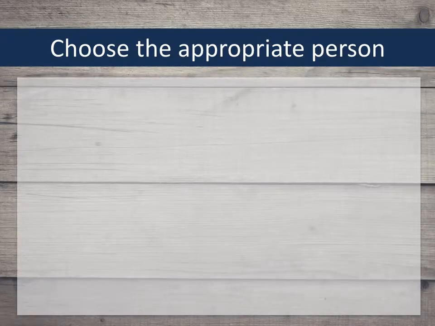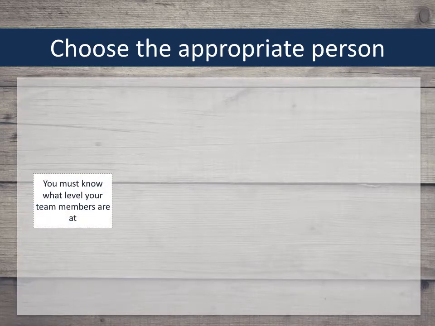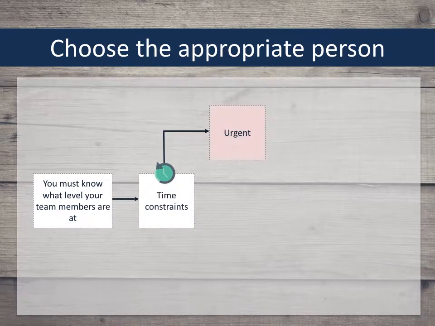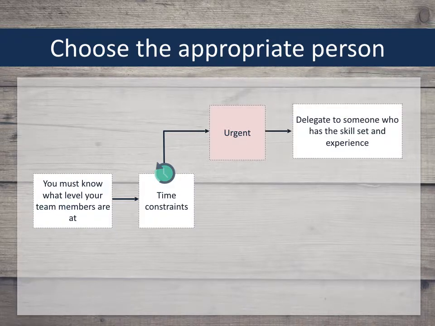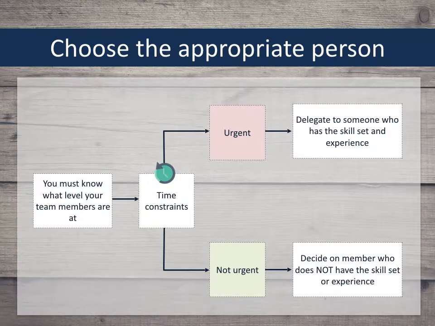When you are planning on completing a task, it's important to take in the element of time. If a task is urgent, you might need to delegate this task to a member in your team who has got the skill set and the experience already, so that the task can be completed quickly. However, if a task is not urgent, then you might want to decide on a member who does not have the skill set or experience. And then you can guide and support them.